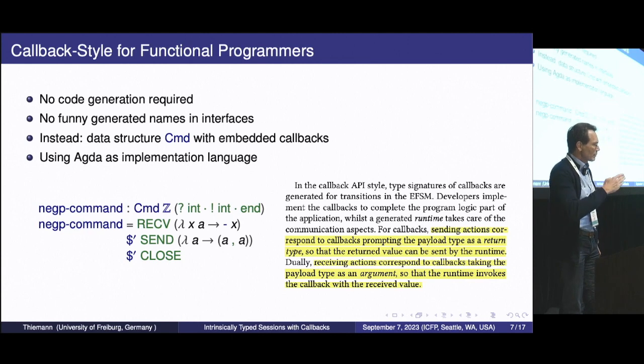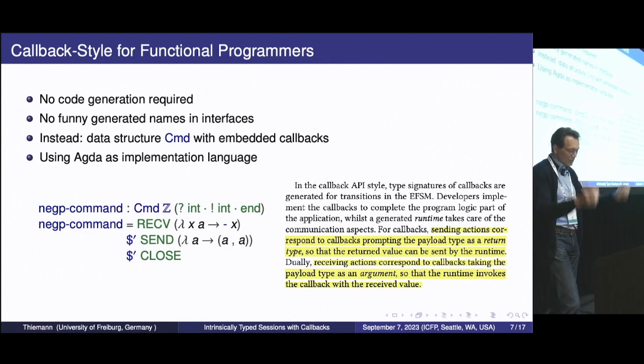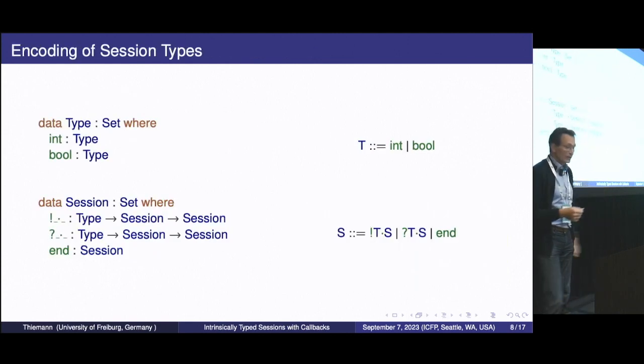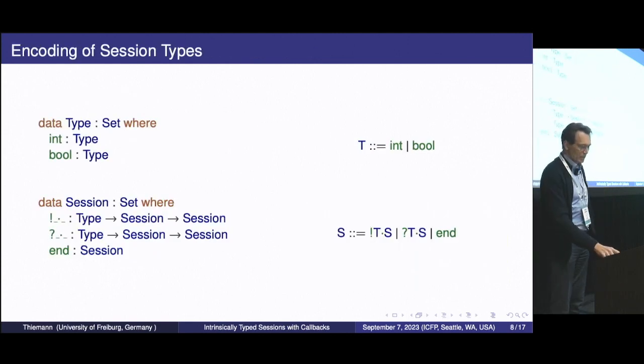In the TypeScript implementation, being a little bit imperative, the application state is implicit, so you don't have these extra arguments and return values flying around. They're just encapsulated in the generated library code. All right. How do we encode session types? So that shouldn't be much of a surprise.